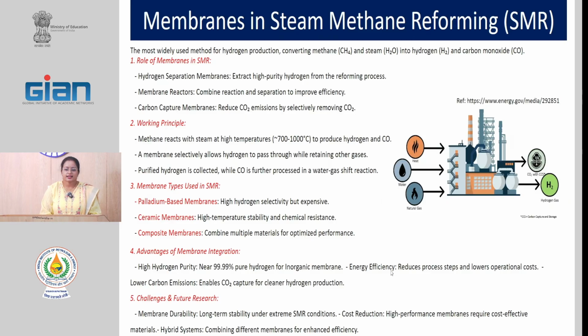Now let us look at a more conventional hydrogen production process, which is called SMR, or steam methane reforming. In steam methane reforming, what do we know? That carbon monoxide and water are converted to hydrogen and carbon dioxide. That is basically the reactant and the product of SMR.